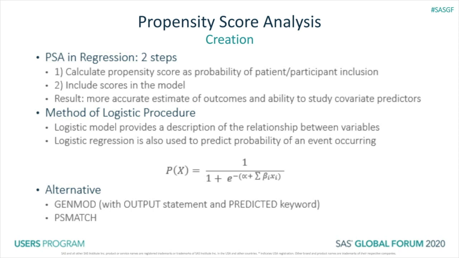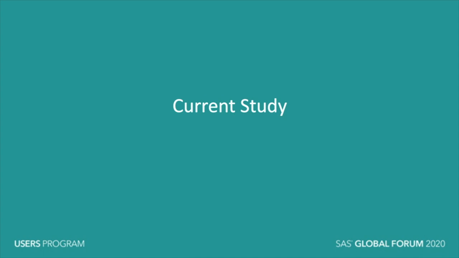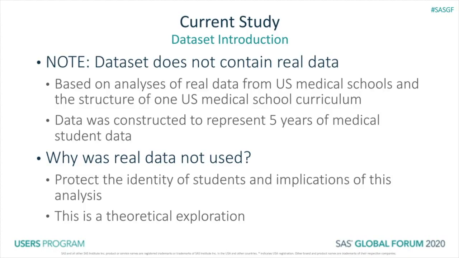All right, so now that we've gotten a good introduction to how to create the propensity scores, we're going to talk about our current study. I want to state again that this study does not use real data, but it is based on analysis of real data from US medical schools, and the specific structure of courses that one US medical school in particular uses. The data was constructed to represent about 5 years of medical student data.